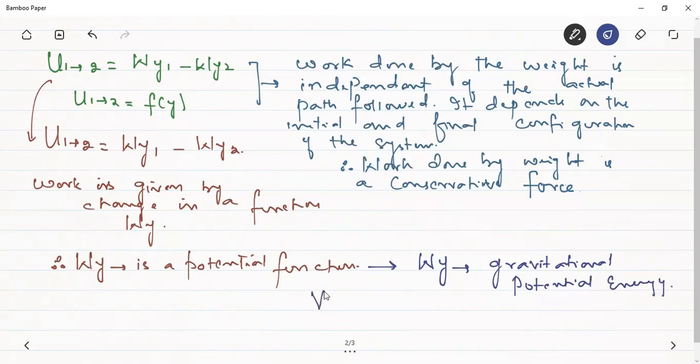It is represented by Vg. So Vg is equal to Wy. It will have different values when measured at different heights from the datum. Y1, y2, y3 are the heights which are measured from the datum. Therefore, the gravitational potential energy of a system will be a function of the height, and it is represented by Vg. So if I modify this equation, we can say that U1-2, that is the work done in moving the system from position 1 to 2, is equal to the change in the gravitational potential energy. So this is equal to the initial gravitational potential energy minus the final gravitational potential energy. It is the change of this potential function.